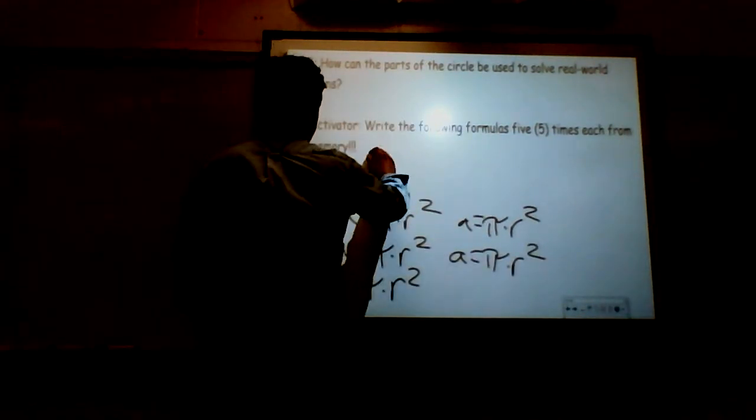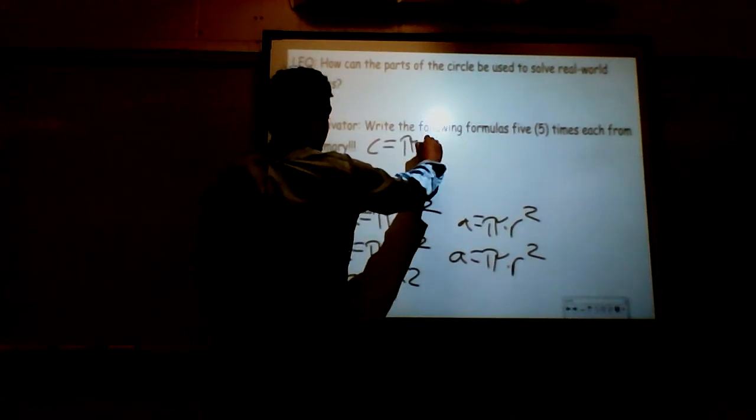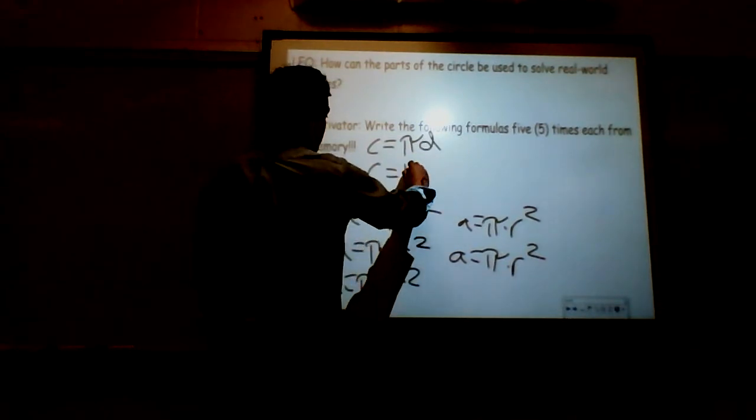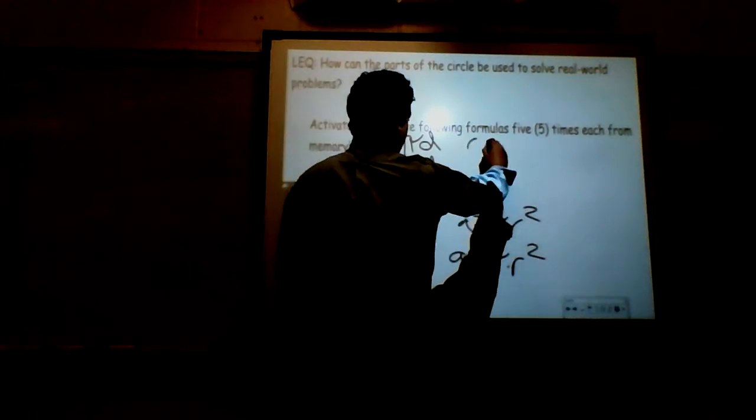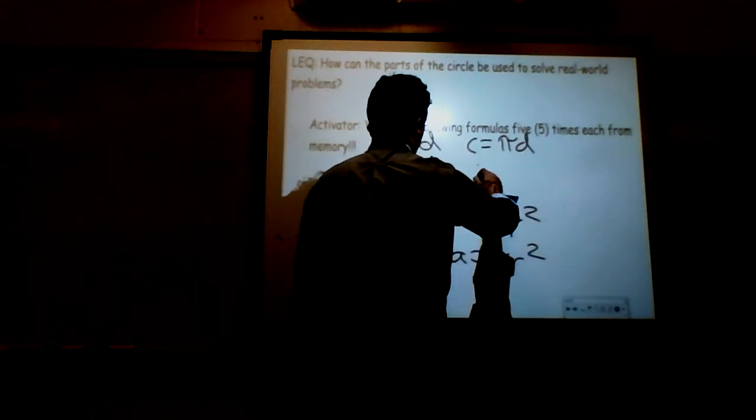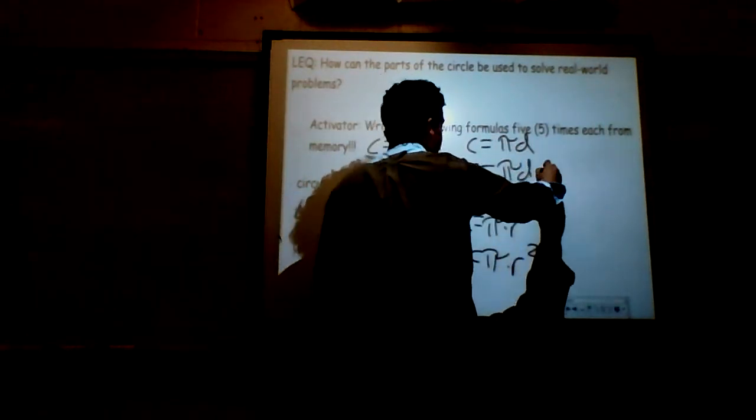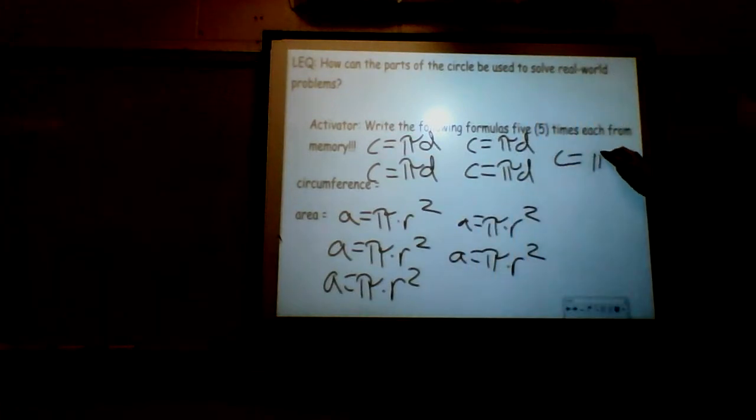Circumference. C equals pi times diameter. When you get your scrap paper for the EOG, the very first thing you should do is write the formulas down. You're going to use them on the entire test.